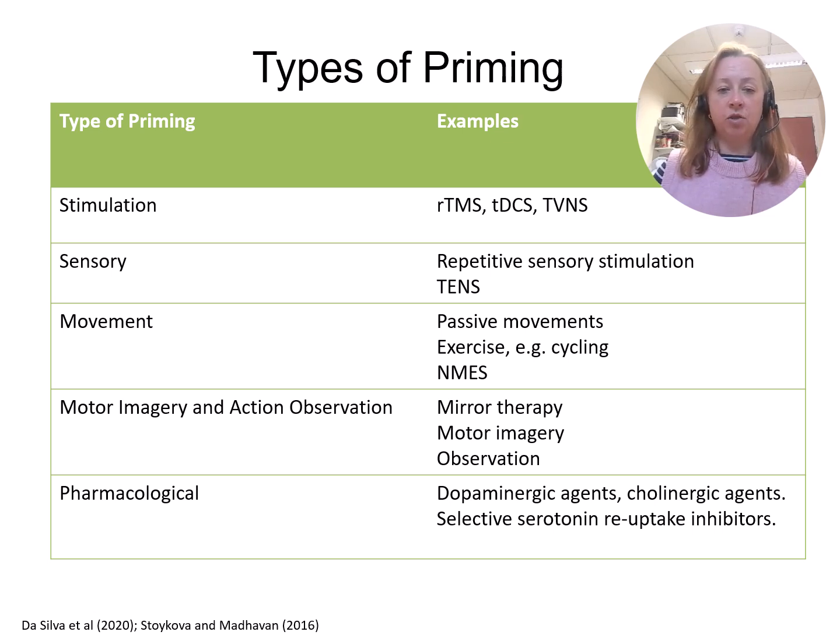Motor imagery and action observation work in a slightly different way, but we know that within the brain we have mirror neurons. So these are neurons that become active when we think about or imagine or observe a movement in the same way that they would become active if we actually did the movement. So mirror therapy, motor imagery, action observation of either a skilled performer or of a video can be ways to help to prime the brain before practice.